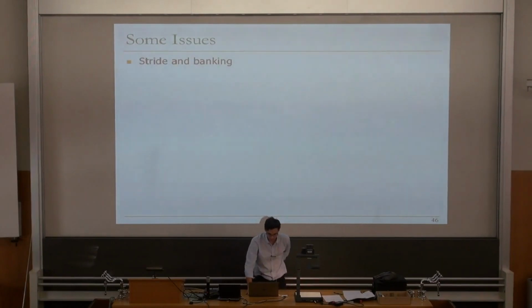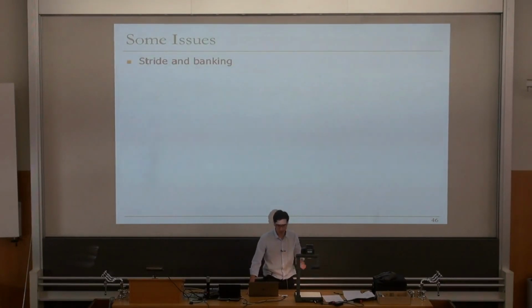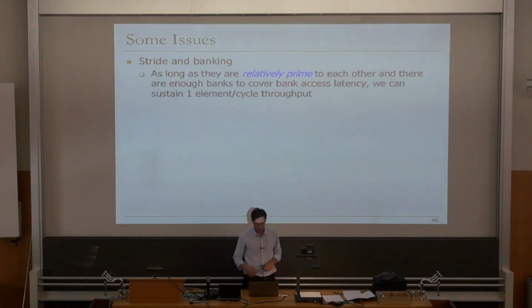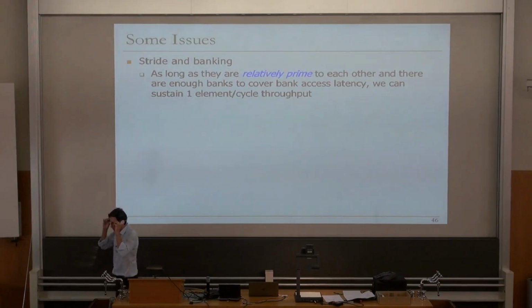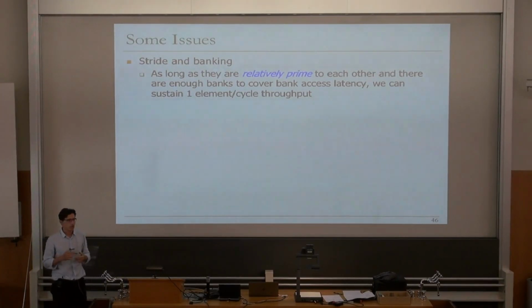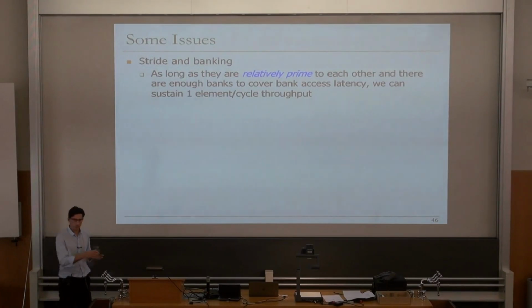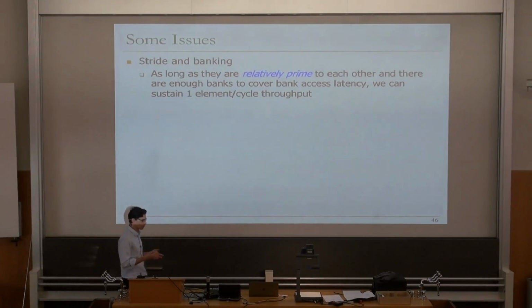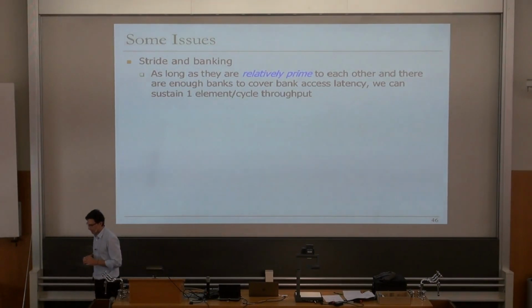Okay, let's go back to some more issues related to stride and banking, and now we're going to see another example, because we have been talking about how to access memory, how to access the memory banks, and how to access with different strides, but we have only considered 2 cases so far, right? One case was when stride was equal to 1, the other case that we had in the example was a stride equal to 16, where all the accesses went to the same bank.